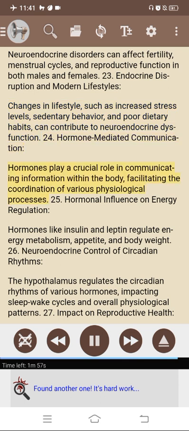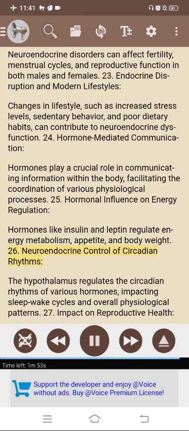24. Hormone-mediated communication. Hormones play a crucial role in communicating information within the body, facilitating the coordination of various physiological processes. 25. Hormonal influence on energy regulation. Hormones like insulin and leptin regulate energy metabolism, appetite, and body weight. 26. Neuroendocrine controls circadian rhythms. The hypothalamus regulates the circadian rhythms of various hormones, impacting sleep-wake cycles and overall physiological patterns.